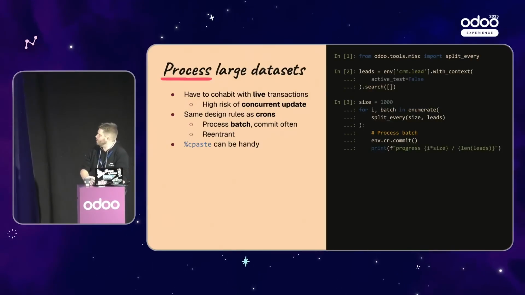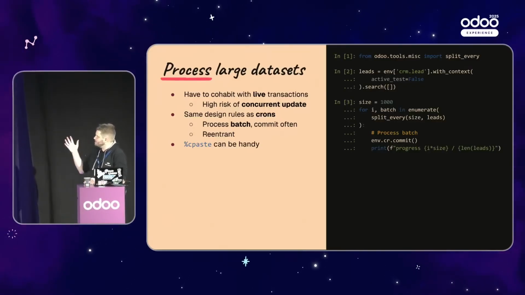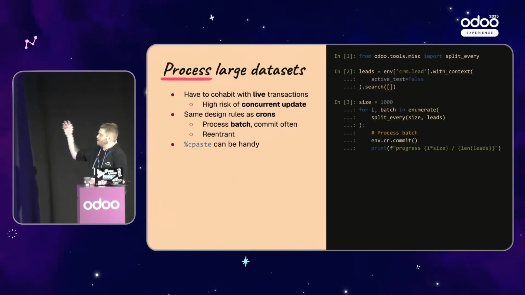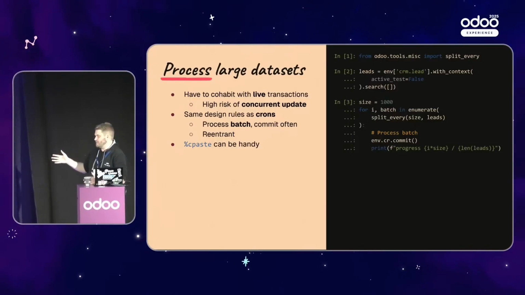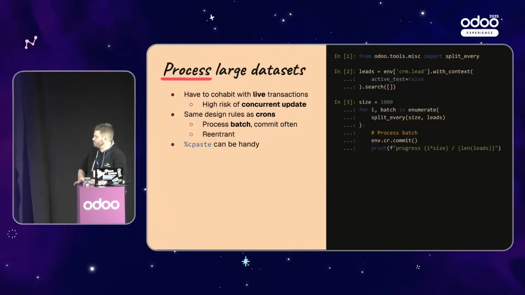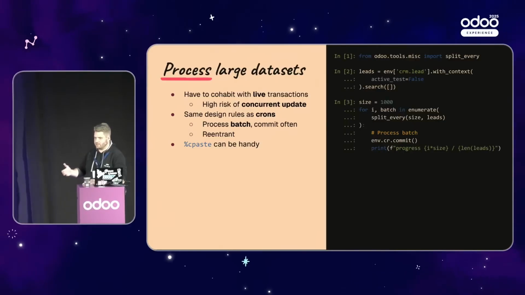So, another small example here. When I use split every from all tools, I take all the leads and I split them by batch of 1,000 leads each. I do whatever process I need to do. And of course, I commit every time, as I said, at the end of my batch. It's also a good idea to keep an eye on your progress, since if it takes too much time, it probably means that there is a bigger problem at play here. So you may have to investigate first on why even a batch of 1,000 leads is so slow.